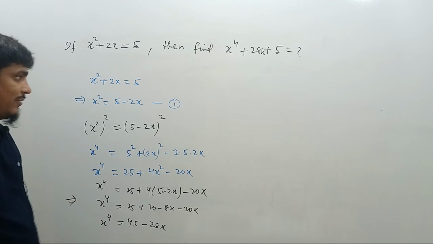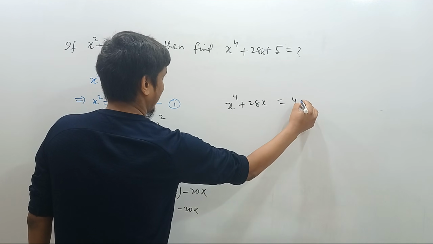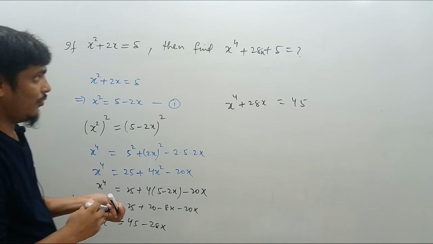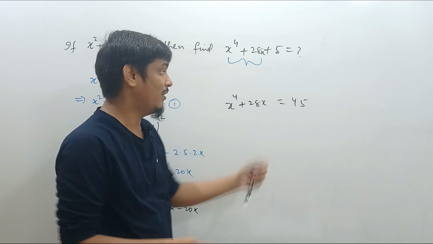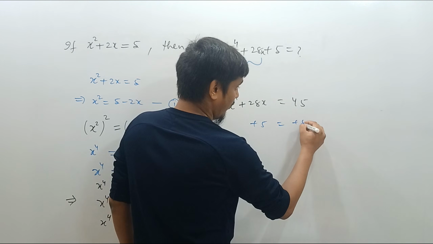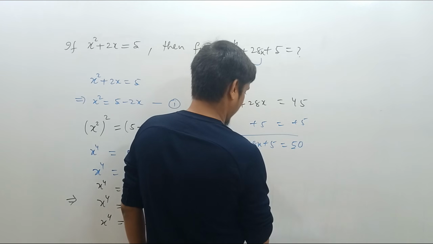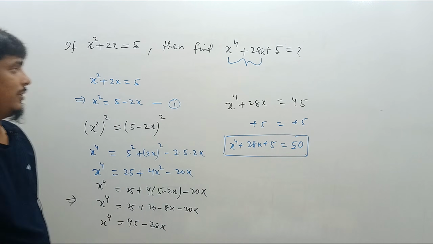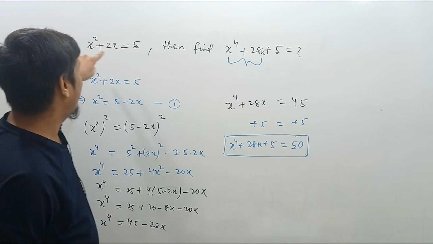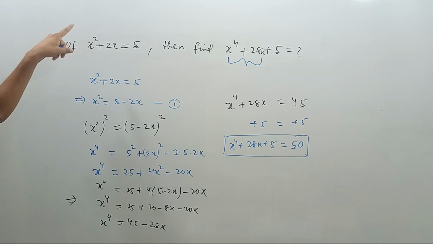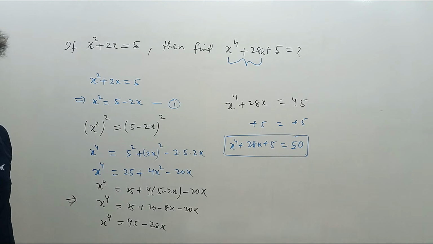If I take this to the left, that will become x to the power 4 plus 28x is equal to 45. Now we want the value of x to the power 4 plus 28x plus 5. So by adding 5 on both sides, what we'll get? Left side is x to the power 4 plus 28x plus 5, which is equal to 50. So this way we can find the value of given polynomials if we have been given a quadratic. We can convert the quadratic into linear and use this method for finding the values.